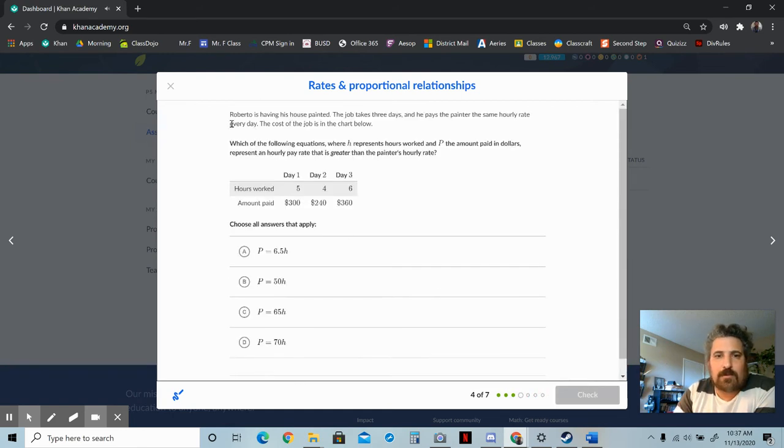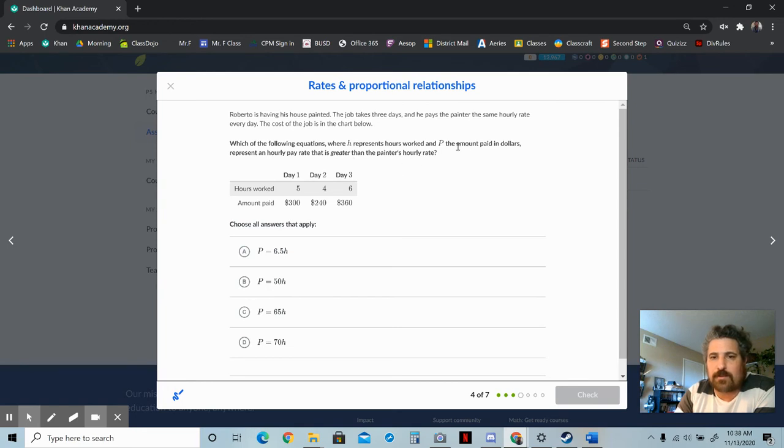Okay, Roberto is having his house painted. The job takes 3 days, and he pays the painter the same hourly rate every day. The cost of the job is in the chart below. Which of the following equations, where H represents hours worked and P represents the amount paid in dollars, represents an hourly pay rate that is greater than the painter's hourly rate?